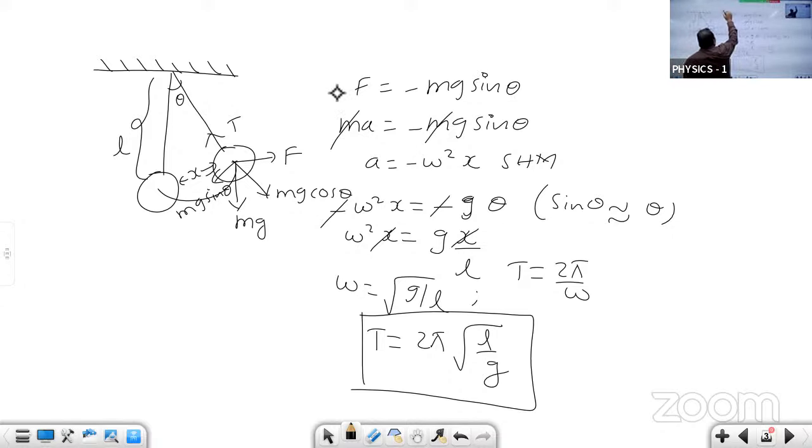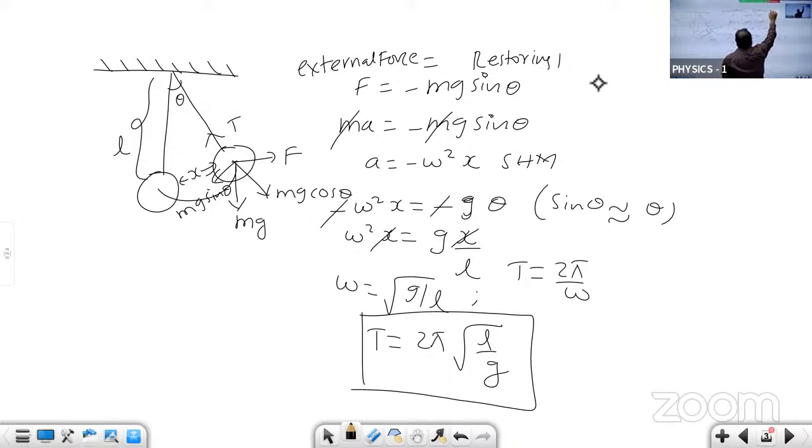What step are you writing? External force balances with restoring force. One is the right side, one is the left side. Right side, F equals ma. M cancels. Left side, a, the SHM condition. Then minus minus cancels. Angle equals arc per length. Based on which condition? When the angle is very small, sin theta, cos theta, tan theta are all equal to arc per length. Depending on that condition, we wrote omega equals the square root of g by L. Time period equals 2 pi square root of L by g.